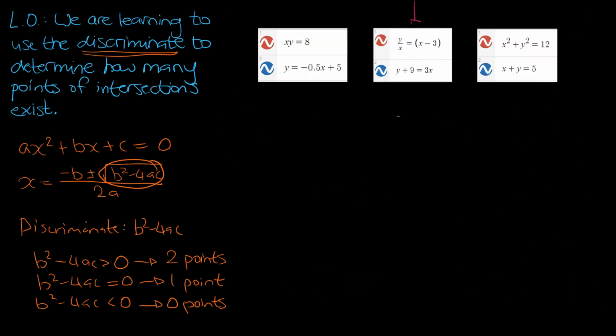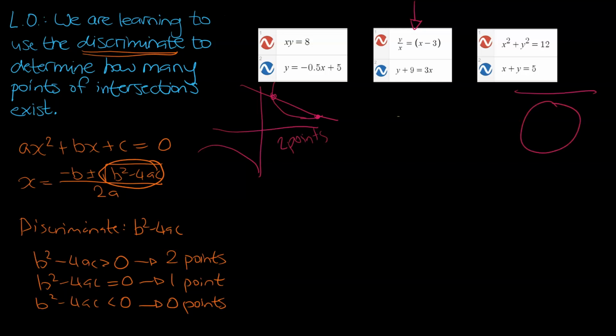Okay, we're on to our final one. So we won't be shocked to hear, but the only one we haven't looked at is when there's 1 point of intersection. But just to recap, this first graph was a hyperbola with 2 points of intersection. This last graph was a circle with 0 points of intersection. And this one here, there is going to be 1 point, but let's show how that works.